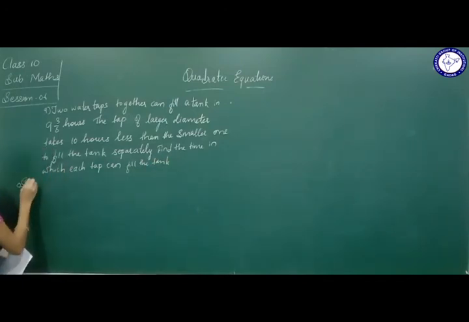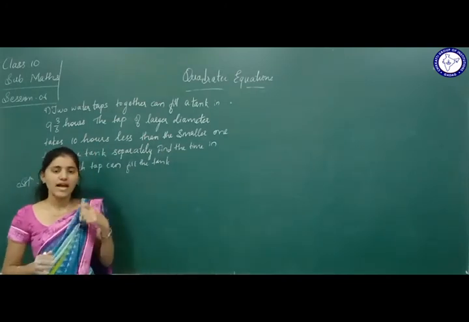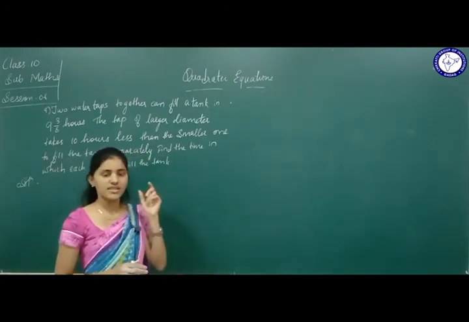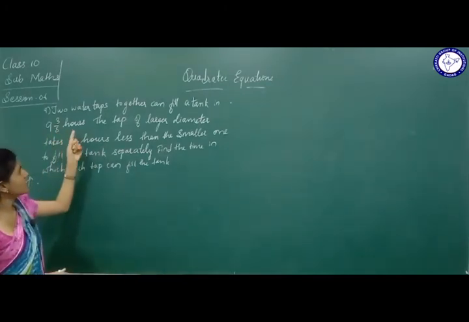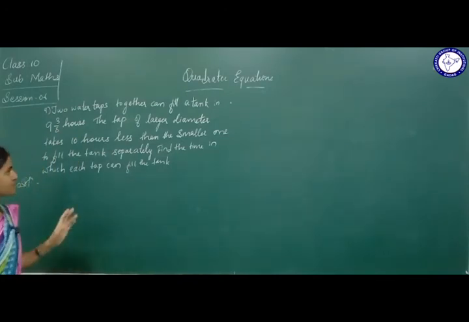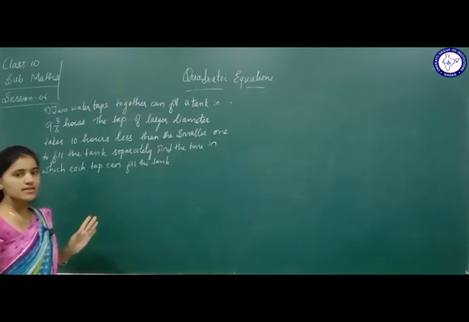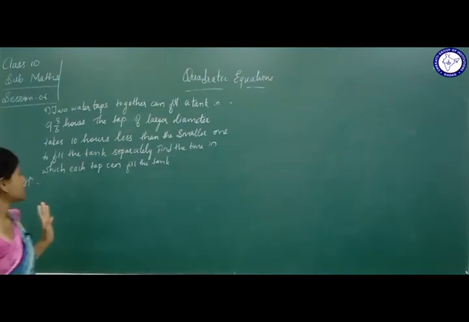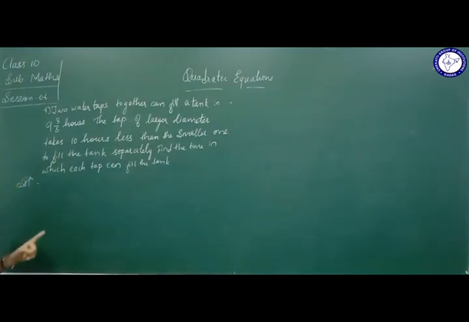Let us find the solution. Okay. What they have given? They have given that two water taps together, a smaller water tap as well as a larger water tap, take together a total time of 9 whole 3 by 8 hours to fill a tank. The tap of larger diameter takes 10 hours less than the smaller one to fill the tank separately. Find the time in which each tap can fill the tank. See, we don't know what is the time taken by the smaller tap, right?